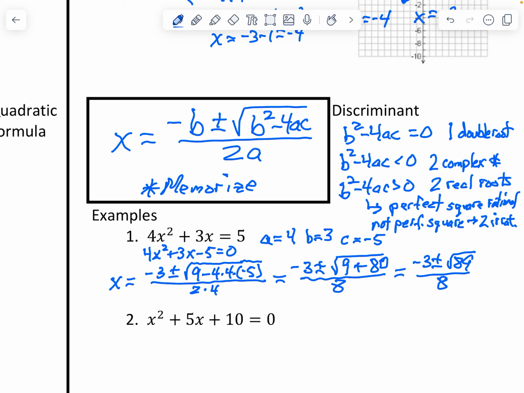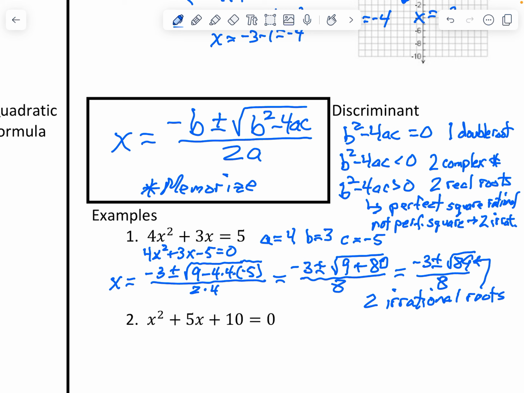So that is, notice I can't get rid of the square root, so it's not a perfect square with my discriminant. This means we have two irrational roots. They're real because it's positive, but that 89 right there underneath the square root, if it's not a perfect square, that would give you two irrational roots. All right, let's try this next one.